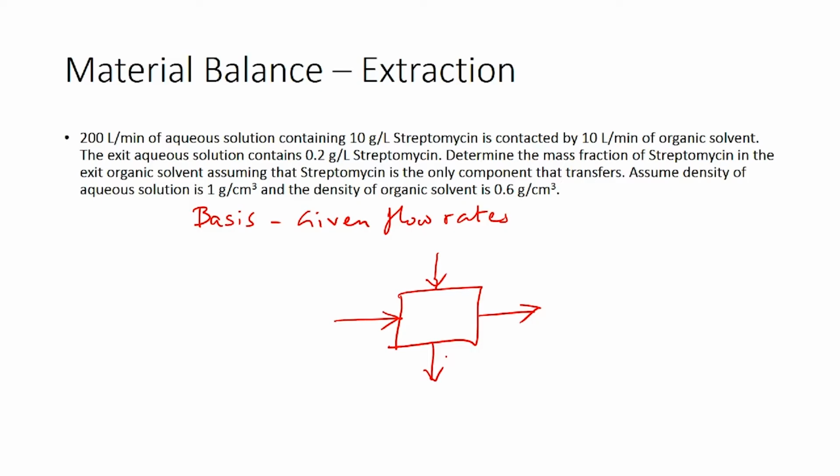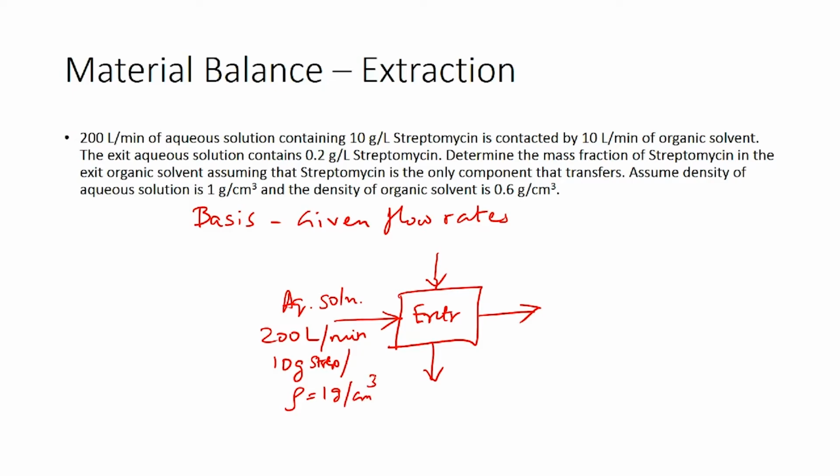Now let us label this flow chart with all the information that has been given in the problem. So this is an extraction process and you have an aqueous solution entering the system at 200 liters per minute and it contains 10 grams of streptomycin per liter and the density has been given as 1 gram per centimeter cube.